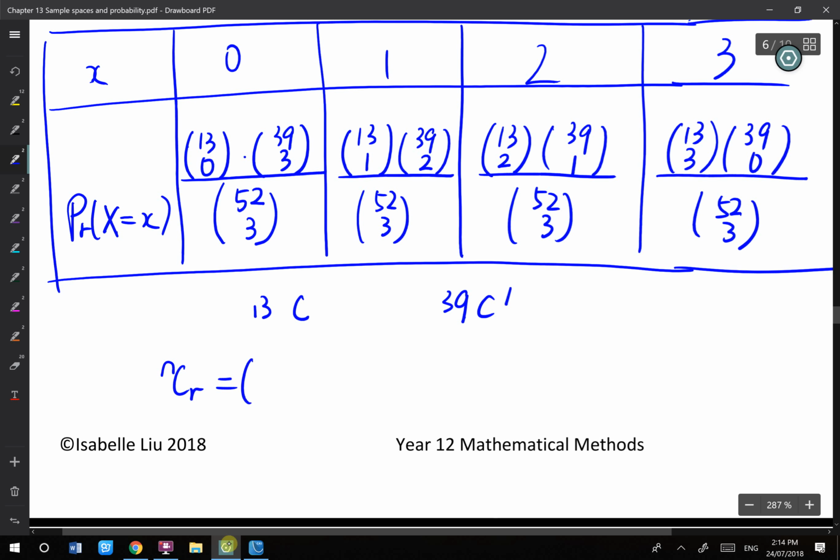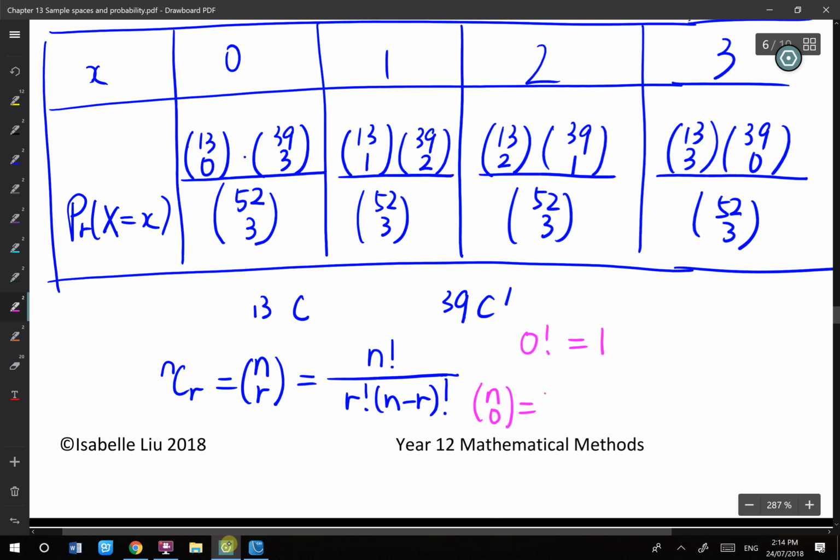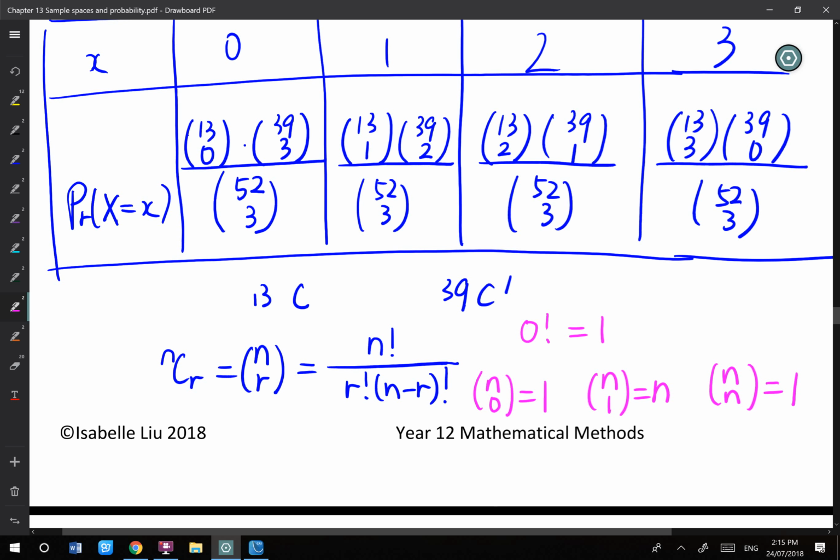nCr can be written as n over r in this way, and that equals n factorial over r factorial times n minus r factorial. Some special values we have: 0 factorial equals 1, n select 0 equals 1, n select 1 equals n, and n select n equals 1. These are just some quick evaluations.